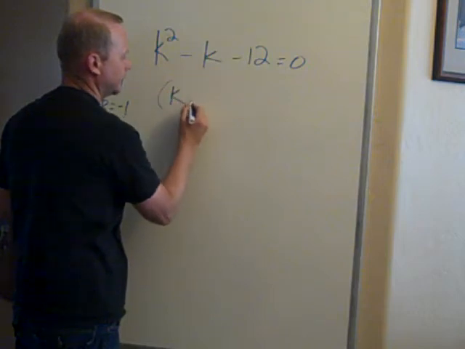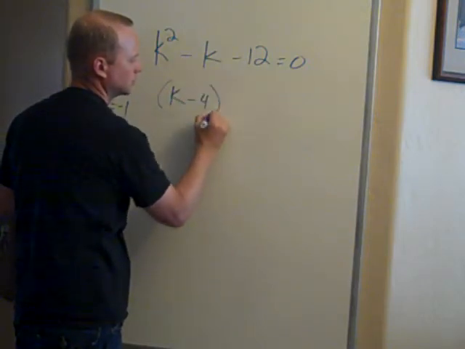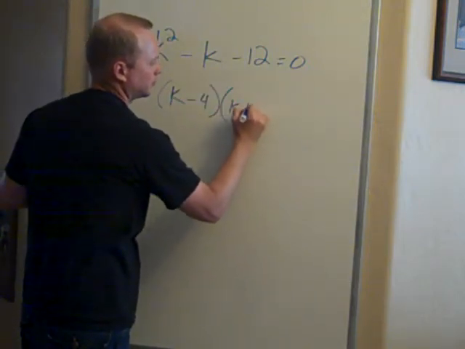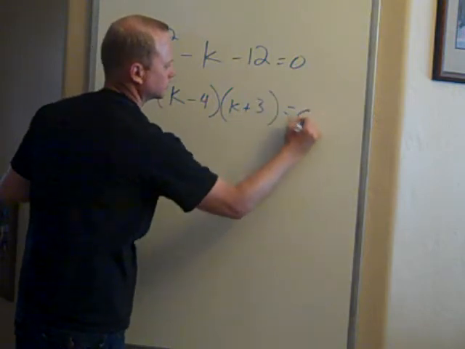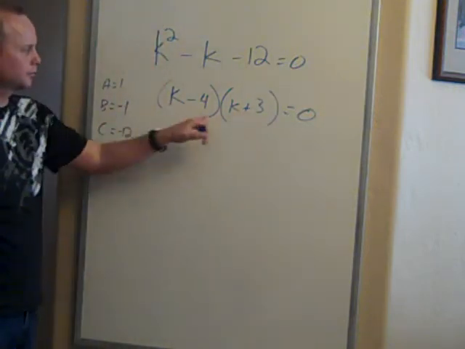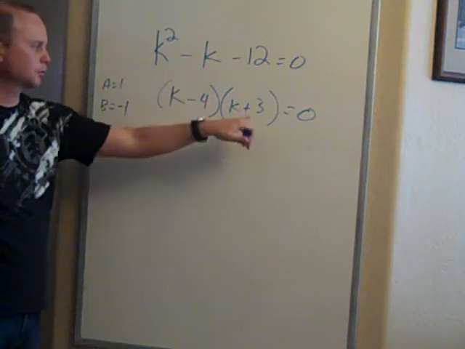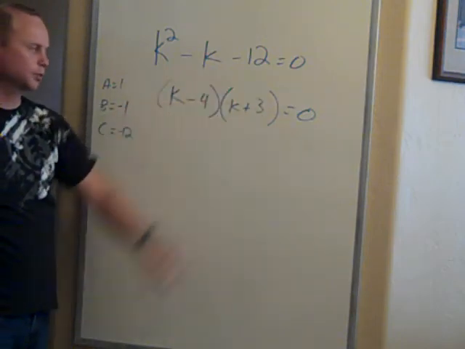So I identify that that is k minus 4, k plus 3. Okay? Negative 4 and positive 3 would give me a negative 1. If you multiply those two together, they give me negative 12.